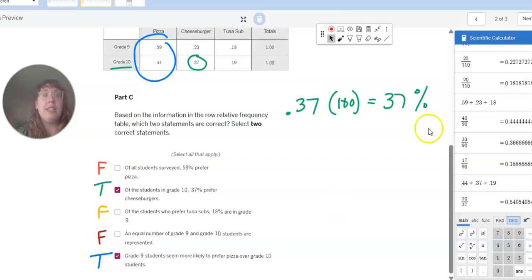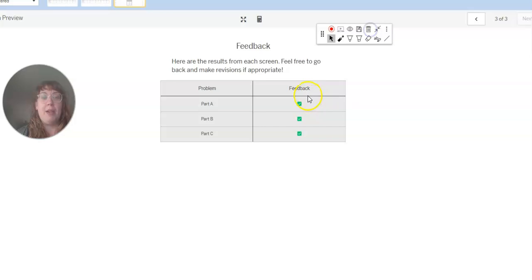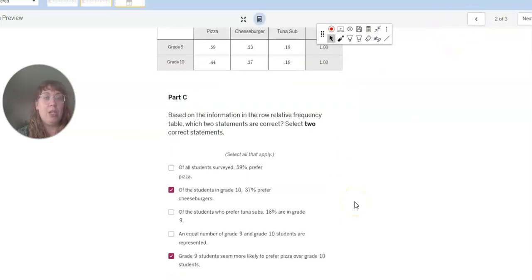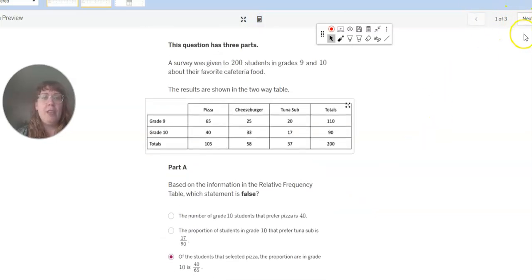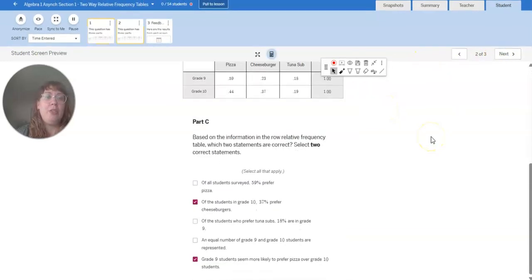And then you'll notice on slide 3, you should have 3 green check marks. That means that you got them all correct and that they're looking good. Beautiful. Make sure you have done all of these, part A, B, and C. And when you're all set, make sure to turn them into Schoology, okay?